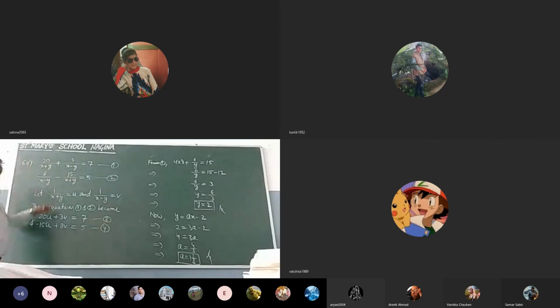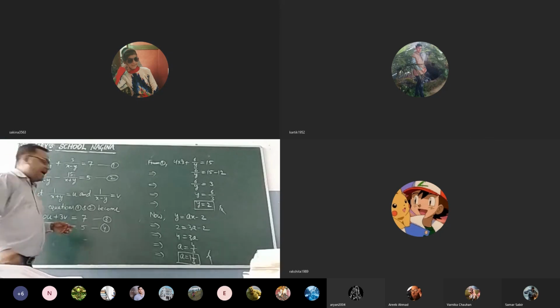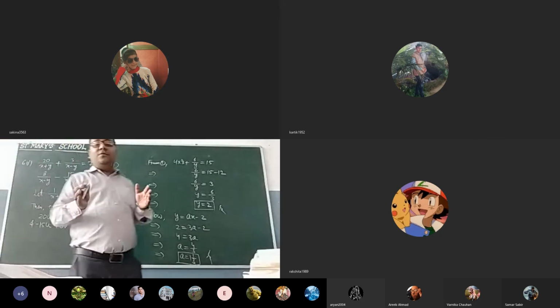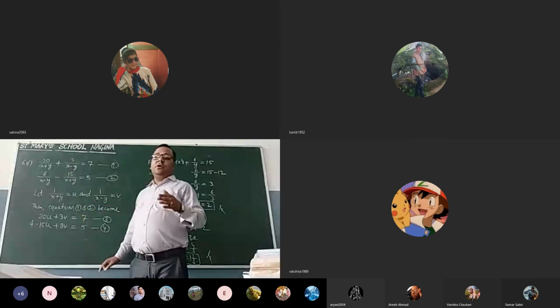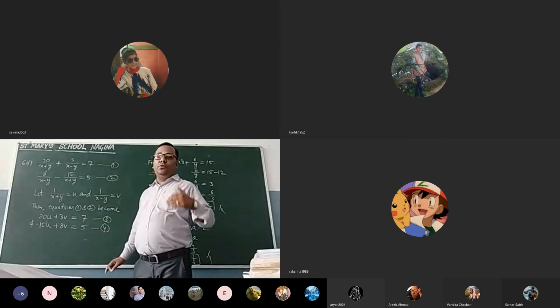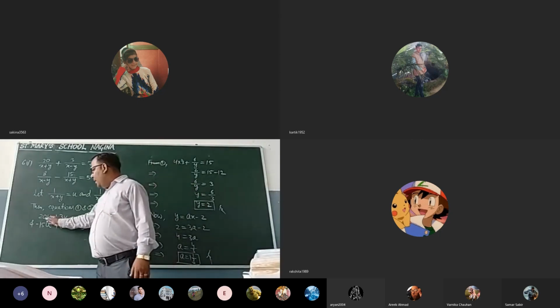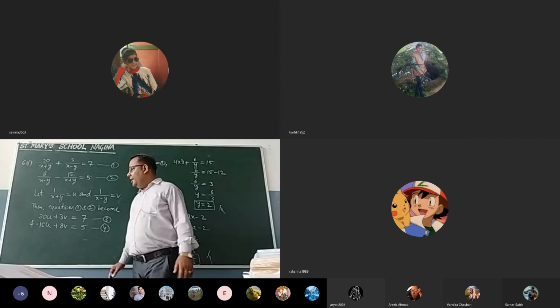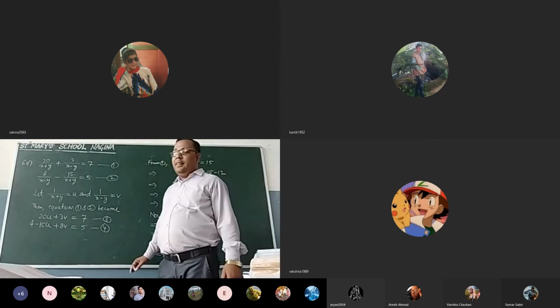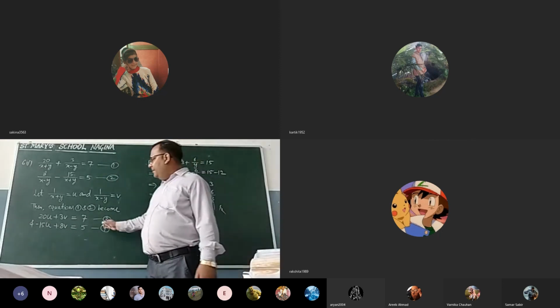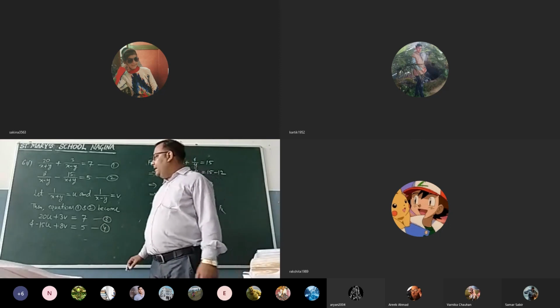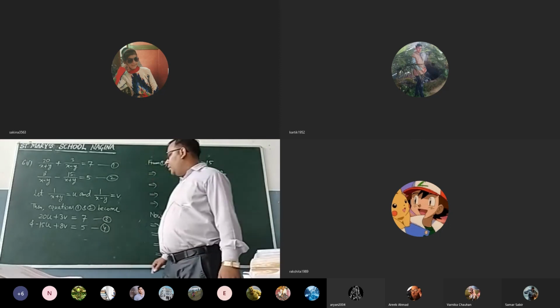It is 4. Listen, minus 15 upon x plus y means minus 15u. I have written first minus 15u, and 8 upon x minus y means 8b. Why have I written this? Because under this graph I have to have it done. Now you can see the coefficients of u in both the equations are 20 and 15. The LCM will be 60. So I will multiply equation 3 by 3 and equation 4 by 4.